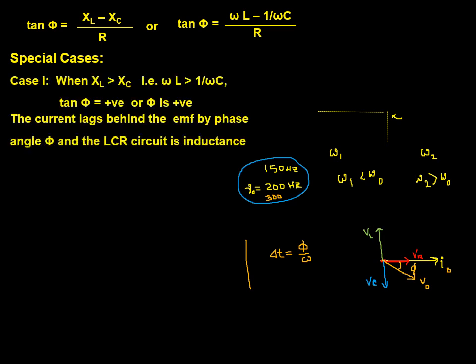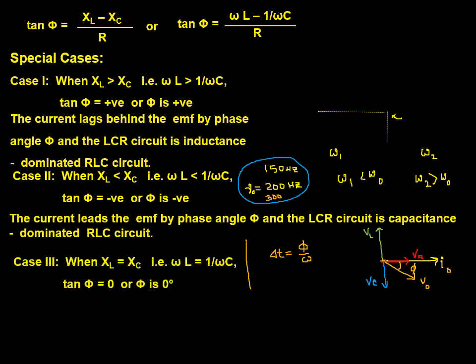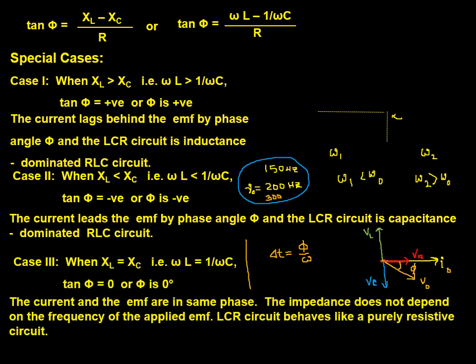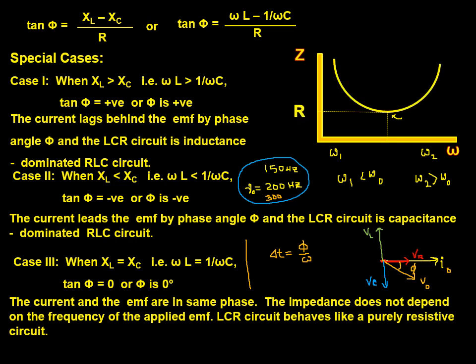Some special cases are there. Let me show you the special cases, but prior to that, let me draw a graph between Z and omega. The graph will be a parabolic one. At omega equal to omega naught, you will find that XL is equal to XC, and because of that the reactive part will become 0, and the entire impedance will become resistive only.